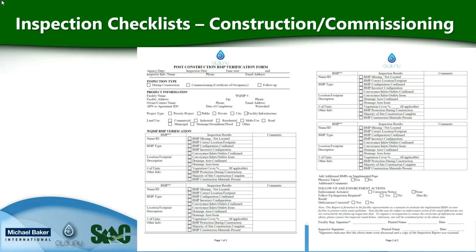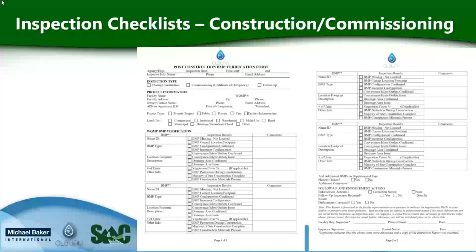What type of BMP is it? Essentially, the location and footprint of the BMP, does it match what's in the BMP plans? And you're answering that for each BMP on site. Then, at the end of the inspection, you should be following up with either the site owner or the site manager to go through any deficiencies that you've identified, and specifically the contractor during construction.